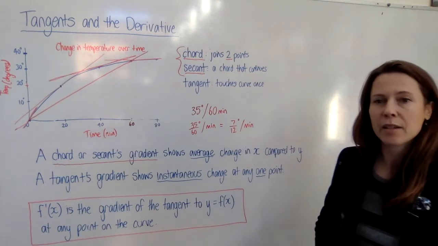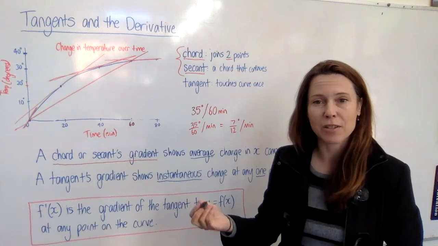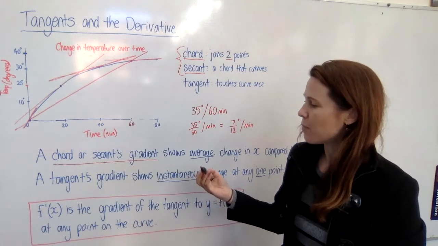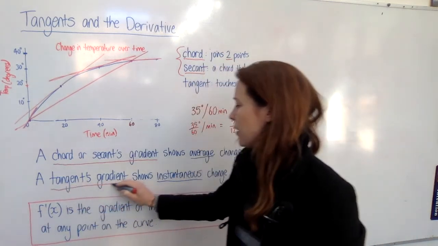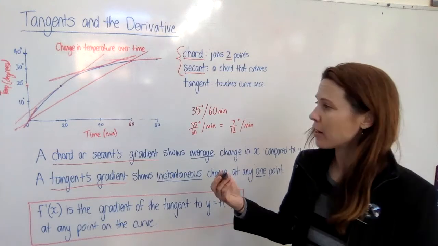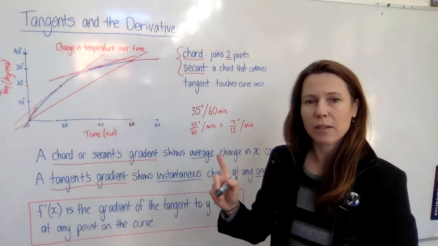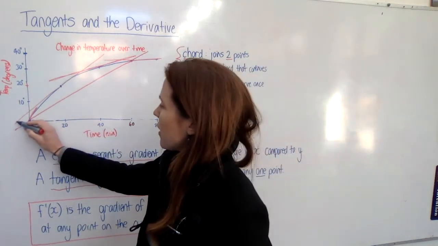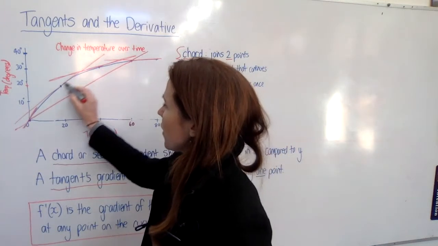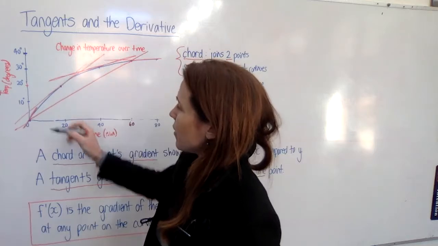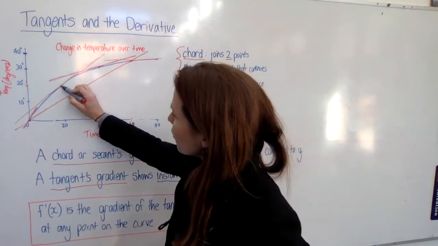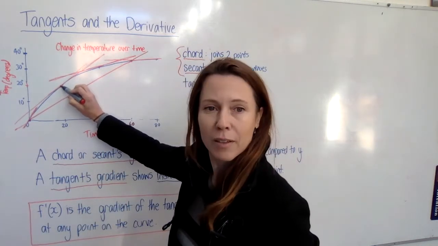So here is the crux of what we do with tangents and why we love to use them in maths. A tangent's gradient gives us really important information about a curve. It tells us how steep the curve is at any one time. Let's have a look at this tangent here. If I can work out the gradient of that, then I know the gradient of the curve right there on that point.